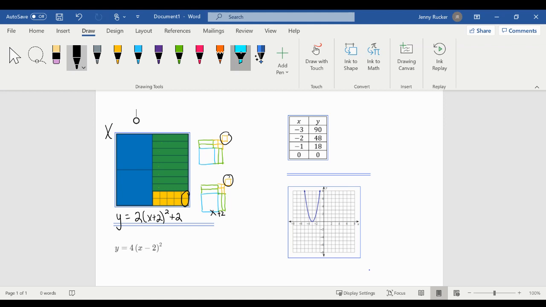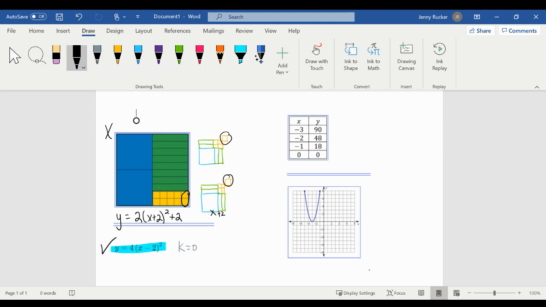Let's take a look at our equation. y equals 4 times (x minus 2) squared. This is a perfect square. It is 4 sets of the perfect square with side length x minus 2. Notice here our k value is 0. So this is a perfect square.